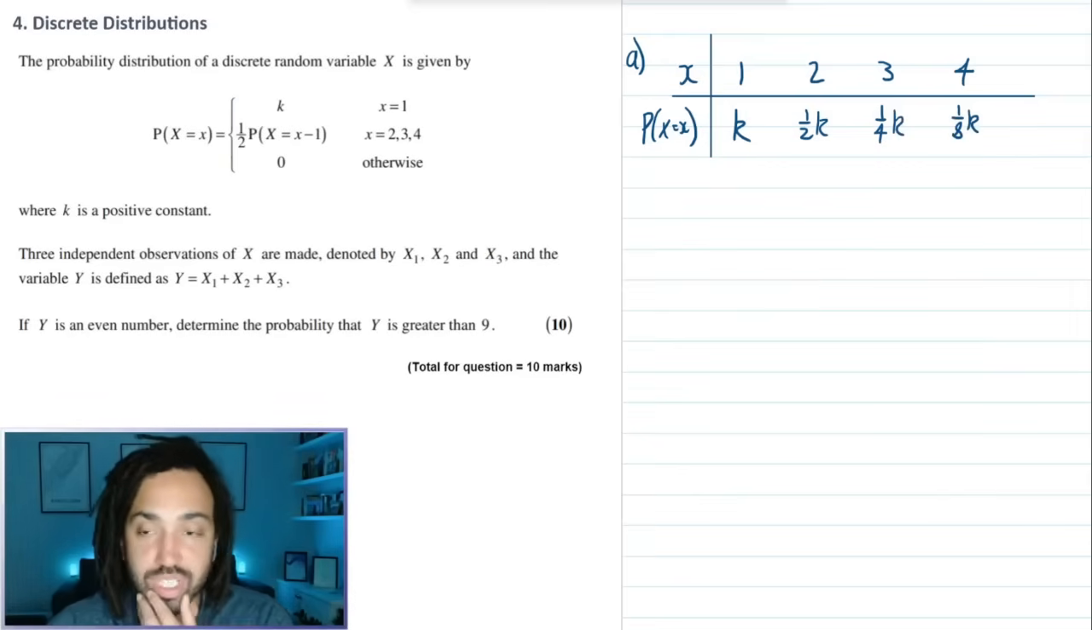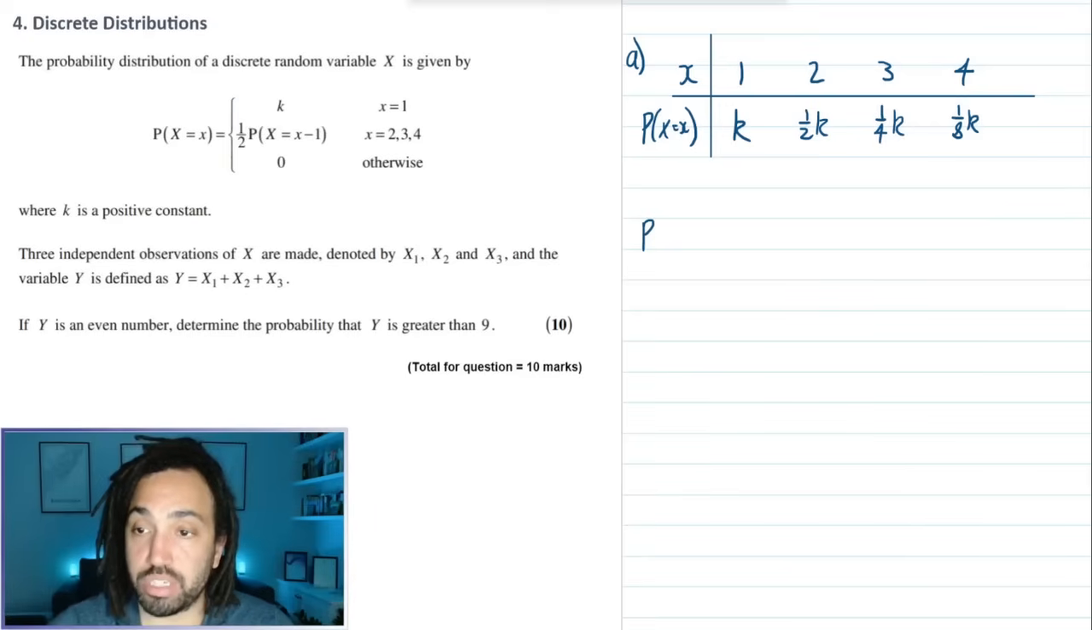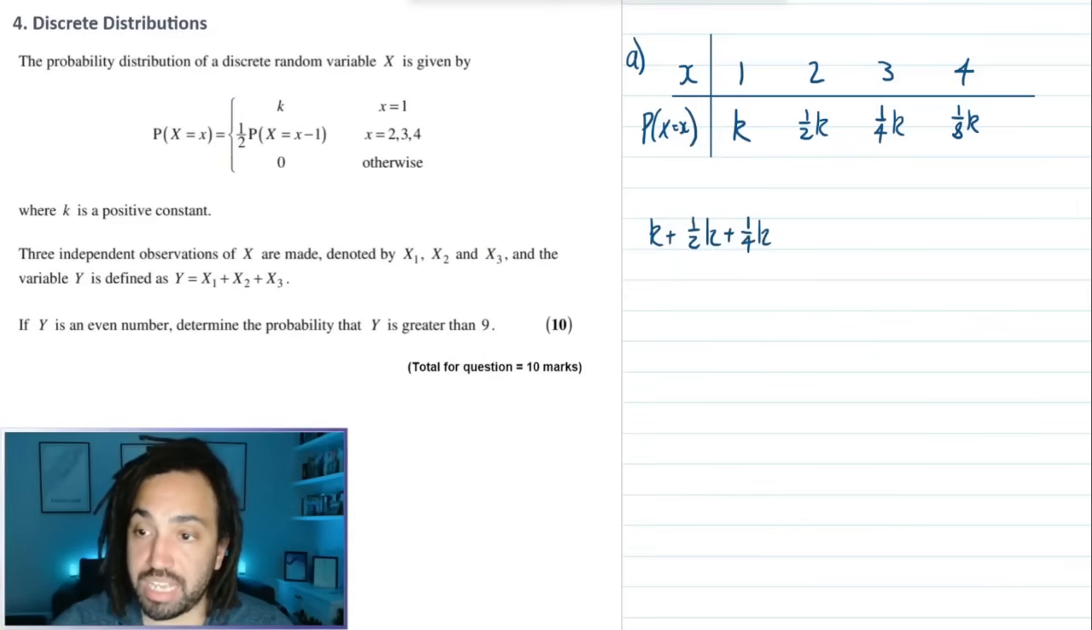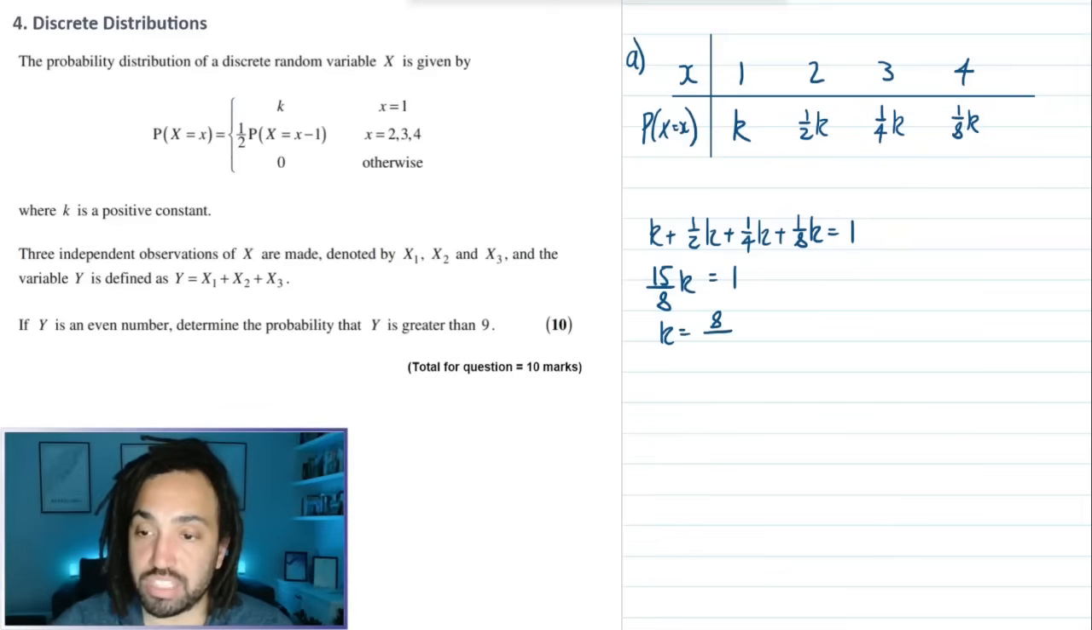Now what do we know about discrete random variable distributions? Their probabilities will always add up to 1 because something has to occur. So what we can do is say that in this case k plus a half k plus a quarter k plus an eighth k is equal to 1. So how many k's have we got there? We have 15 over 8 k's when we add them up, so that's equal to 1. Therefore k is equal to 8 over 15.